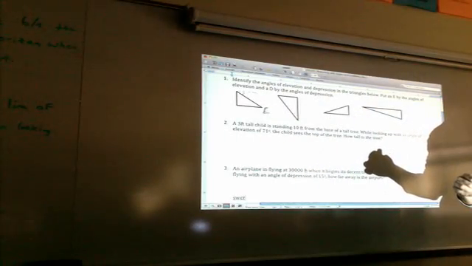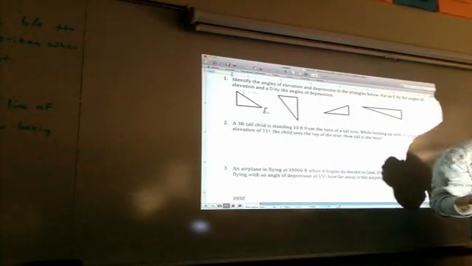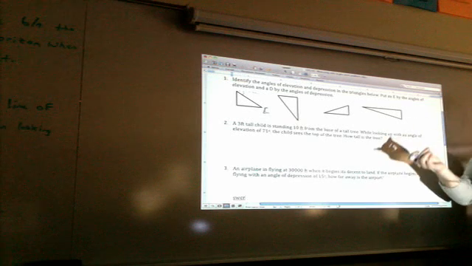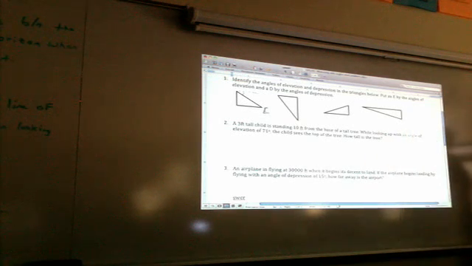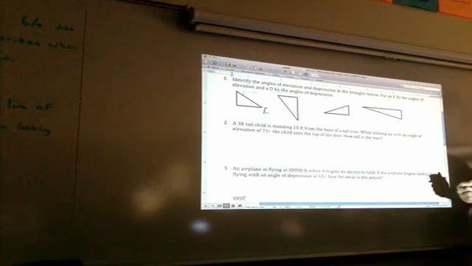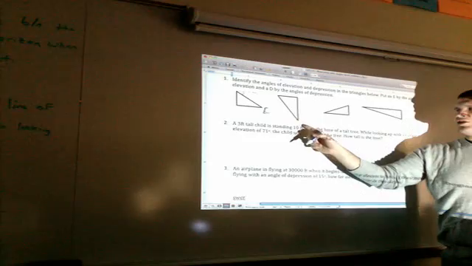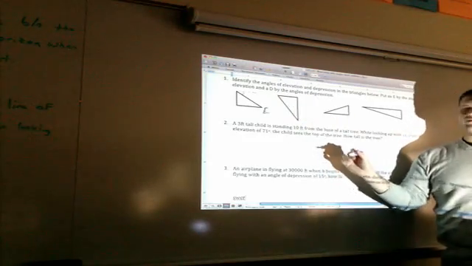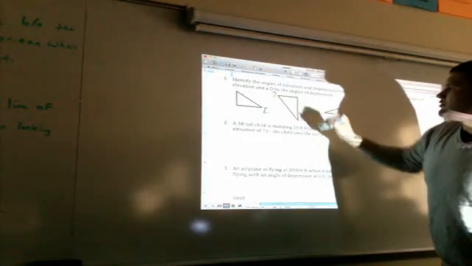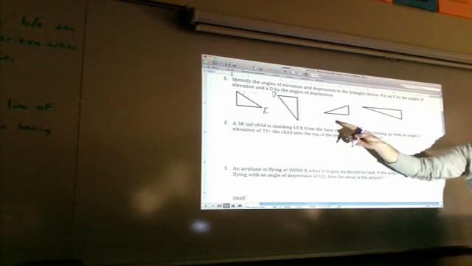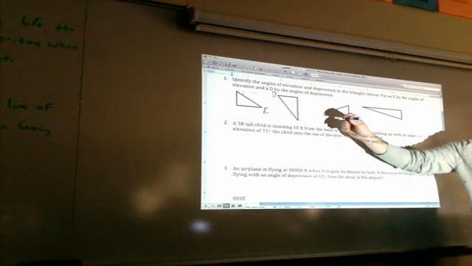Okay, does that make sense? So can I have elevation and depression in the same triangle? No, because both of them are made with the horizontal line. Elevation's made with the horizon, depression's made with the horizon. So you can't have them both in the same triangle. Okay? So, depression or elevation? Depression. Bottom angle or top angle? Top angle. That one's the right angle. Elevation. Where's the angle? On the left.